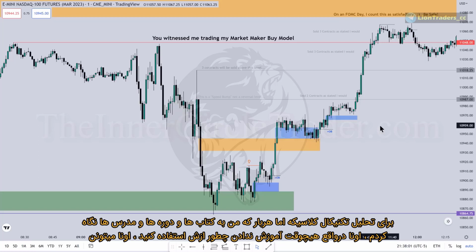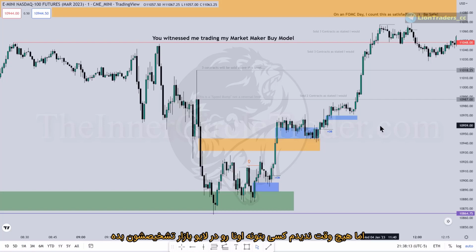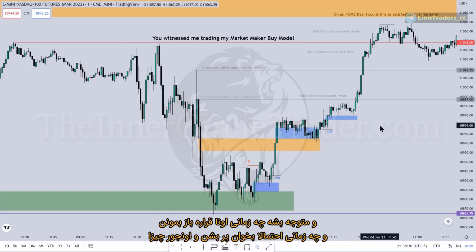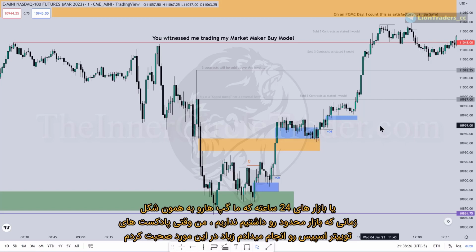A measuring gap is classic technical analysis. But every time I've looked at books and courses and educators, they never really taught how to utilize it. They can talk about it after the fact, see it in hindsight and show it to you in books and sell courses. But nobody I've ever seen is able to identify them in real time and understand when they're going to stay open, when they're likely going to be filled. And especially with electronic markets like this or 24-hour markets, where we don't have gaps in the same sense that we did when we had open outcry.